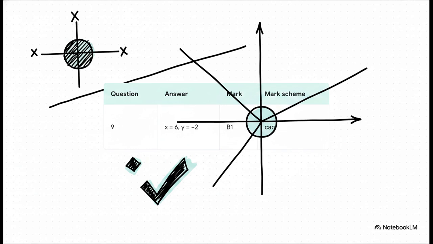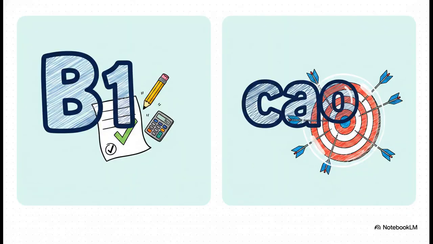Now, see that little code next to it? B1 and CAO? Let's quickly talk about what that means because it's super important. So, B1 is basically an accuracy mark. It means you get the point for the correct answer and that's it. You don't need to show any working out at all. And CAO just stands for correct answer only. It's the examiner's way of saying, nope, this is the only answer we'll accept. So for a B1 CAO mark, all you had to do was write down the right numbers.